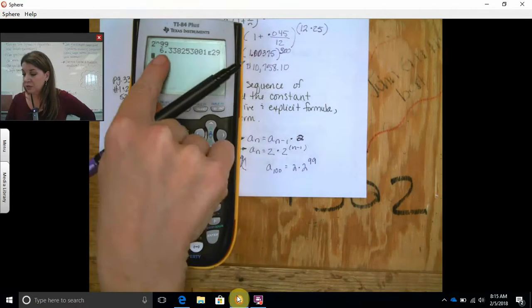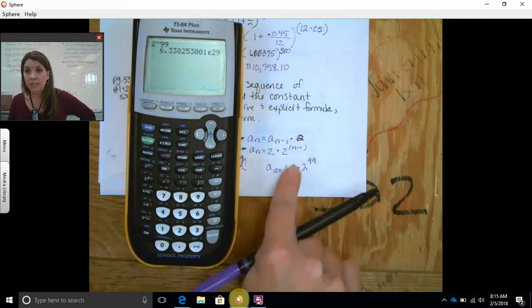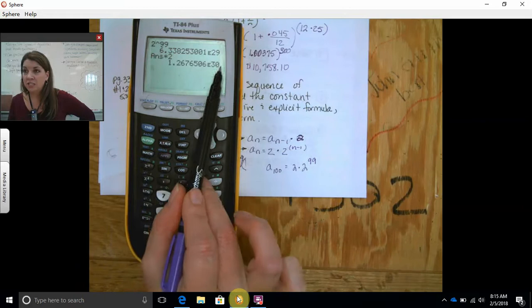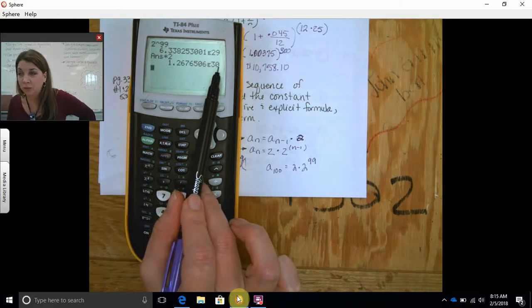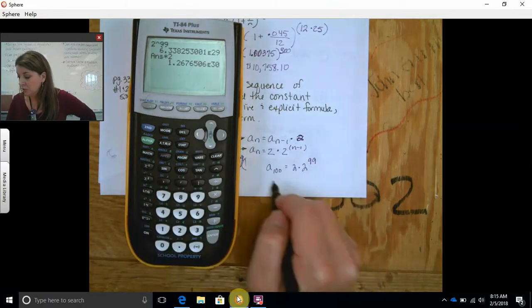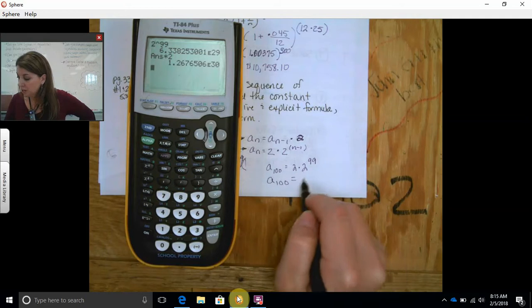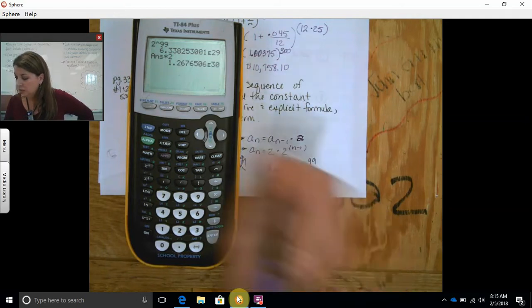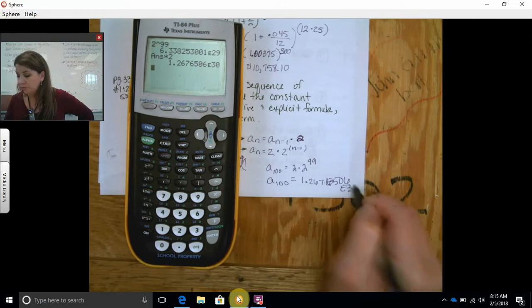So this is this number with the decimal moved to the right 29 times. And we haven't even multiplied it times that other 2 yet. So that is this number with the decimal moved to the right 30 times. That is an enormous number. I will not give that to you on the test. So for today, I'll just write 1.267 e, well, I should write the whole thing. 2676506 e to the 30.